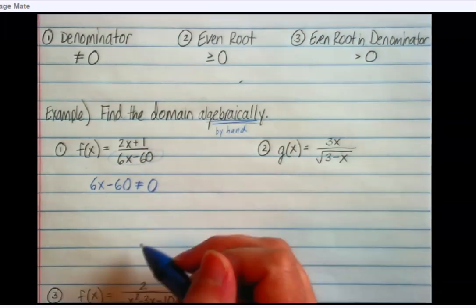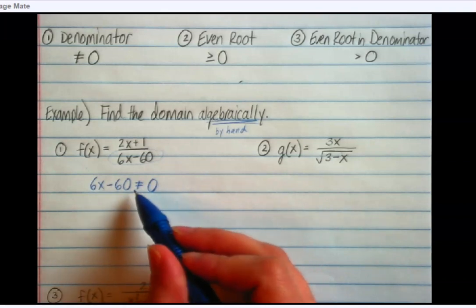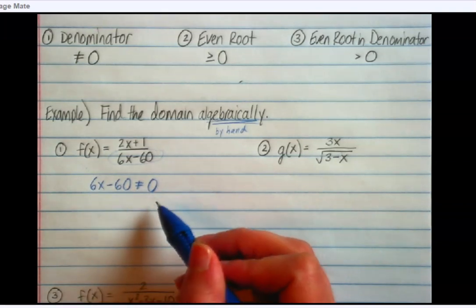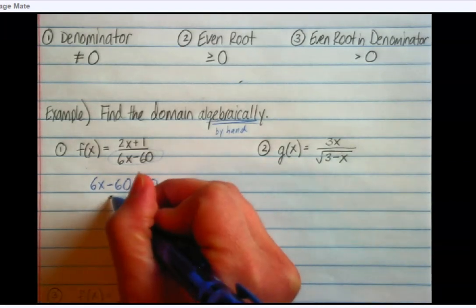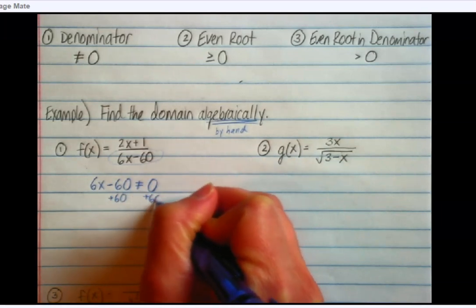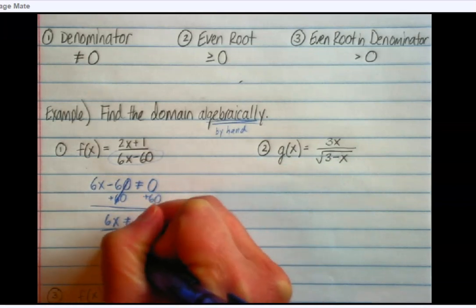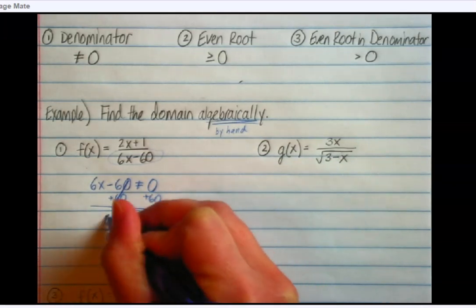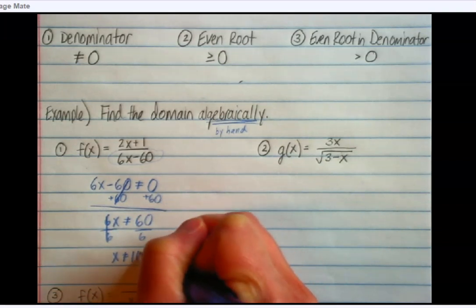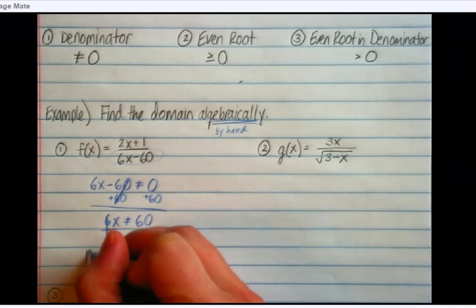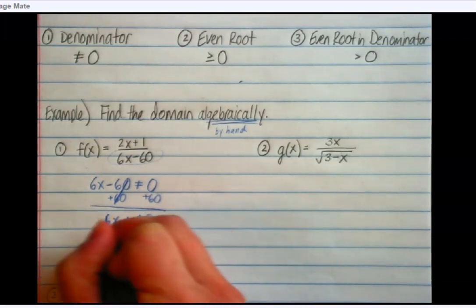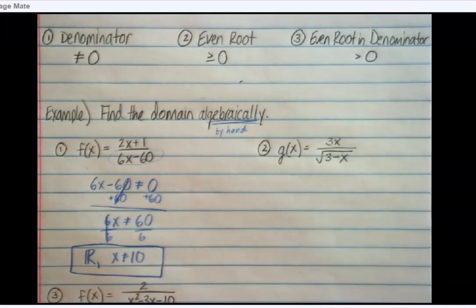Equations like this where we say cannot equal 0, we still solve the same way as though it said equals 0. It's just that whatever answers we get, instead of saying x equals those answers, we say x cannot equal those answers. So I'm still going to solve it normally, add 60 to both sides. 6x cannot equal 60, and then divide both sides by 6, and I get x cannot equal 10. And so my domain is all real numbers, that's that R symbol, but x cannot equal 10. And that's what I'd circle, or box.